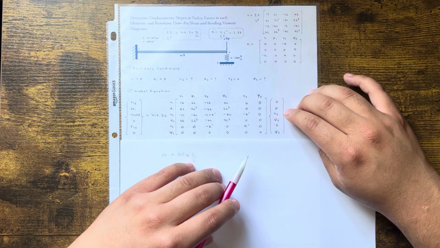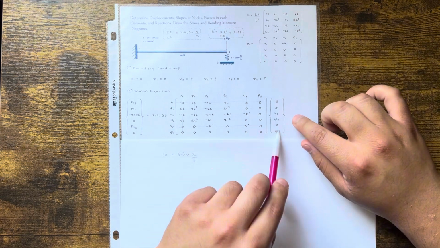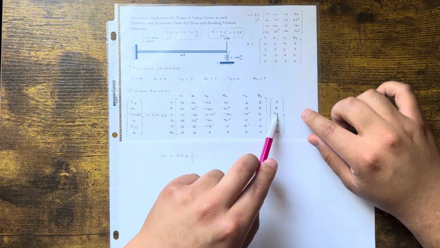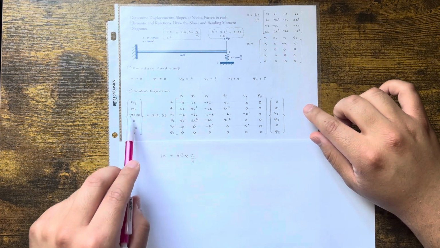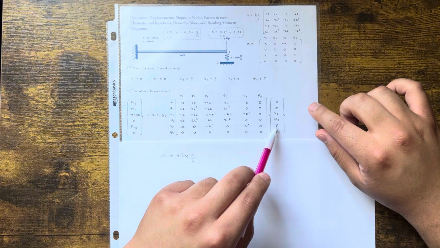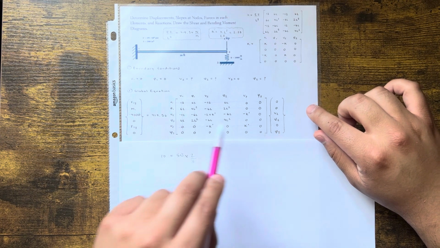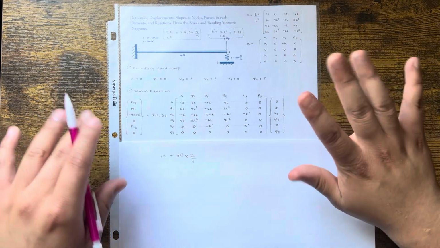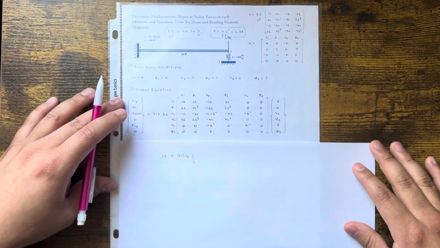I'm sorry, hold on before I continue. Now that I applied these, since I know these two, that means I don't know these two. And since I don't know these two, that means I know these two. Same thing with this one. Since I know this one, I don't know this one. And then since I don't know this one, I know this one. Okay, that's the trick. If you've been watching my videos, you know what I'm talking about.